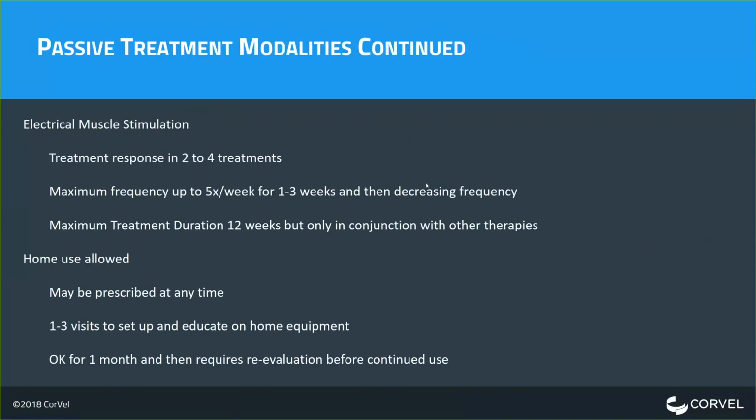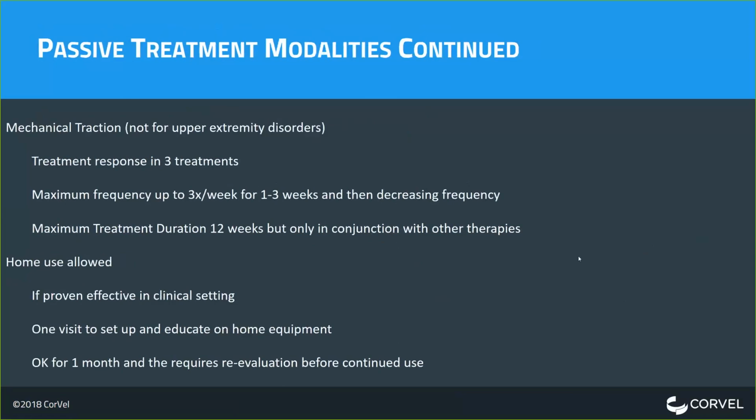For EMS, the same thing. You have a treatment response that's listed in 2 to 4 treatments. There's a maximum frequency as well as a requirement for decreasing frequency, and a maximum treatment duration, again, of 12 weeks, but only in conjunction with other therapies. Home use may be prescribed at any time. The treatment parameters do allow 1 to 3 visits to set up and educate people on home equipment. Okay for 1 month, and then requires reevaluation before continued use.